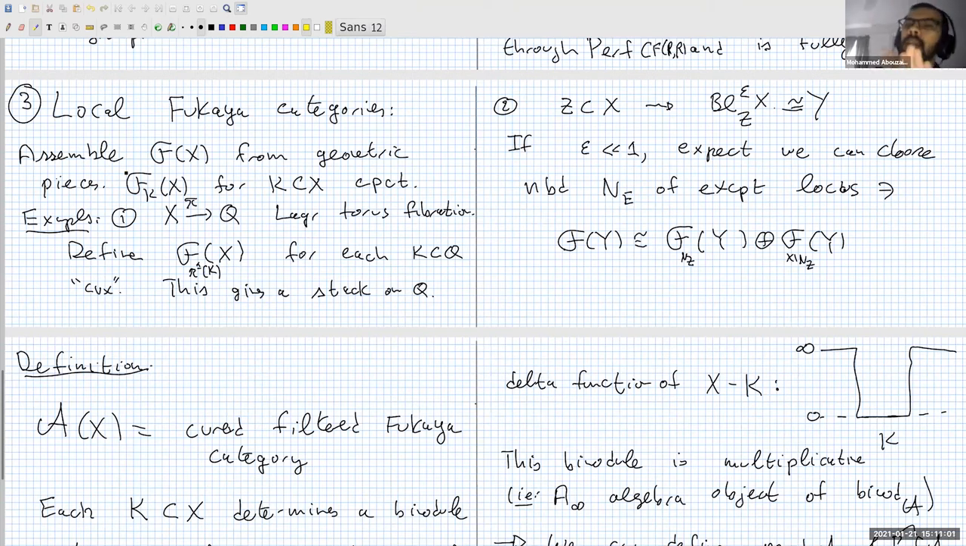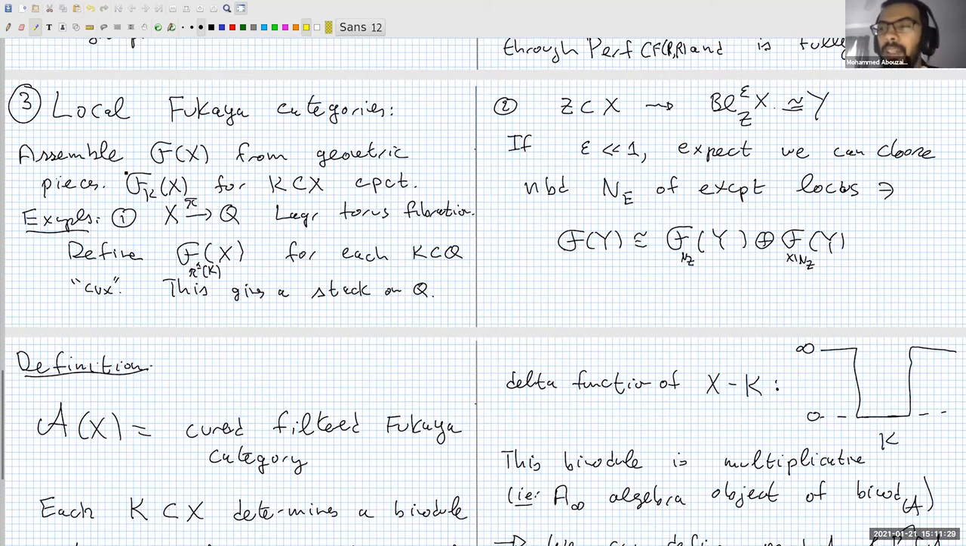fibrations. But for the purpose of this conference, there is another place where these categories are relevant, which is that if you were to take a blow up, you take some symplectic manifold, you take a submanifold, you blow up along a symplectic submanifold. So if you assume that the blow up parameter is sufficiently small, and here what I'm referring to is the fact that in symplectic topology, when you blow up, you have to decide how big is the blow up going to be.